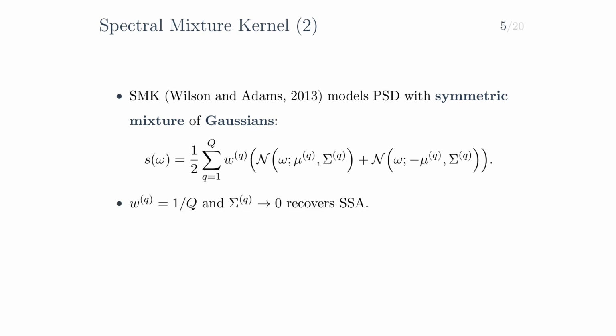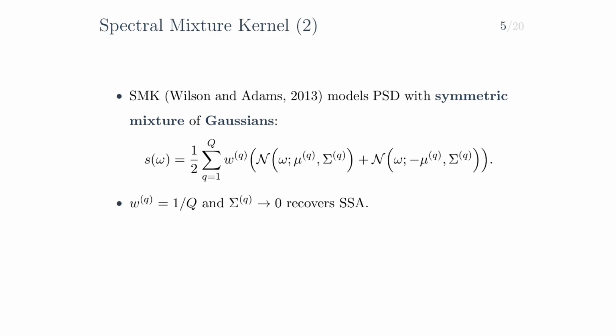The spectral mixture kernel generalizes the sparse spectrum approximation. Indeed, if we let the covariance matrices go to 0, then these normal distributions become Dirac deltas, and if we then set the weights to 1 over the number of components, we recover the form of the power spectral density assumed by the sparse spectrum approximation.